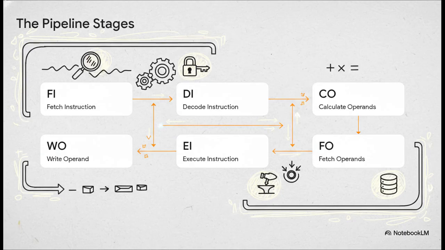In fact, we can break the process down even further than just 2 steps. A modern processor might have a multi-stage pipeline, an assembly line that looks something like this. There's a station for fetching the instruction, another for decoding what it means, stages for calculating and fetching the data it needs, a stage for the actual execution, and finally, one for writing the result back. Each stage is a specialized stop on the line.